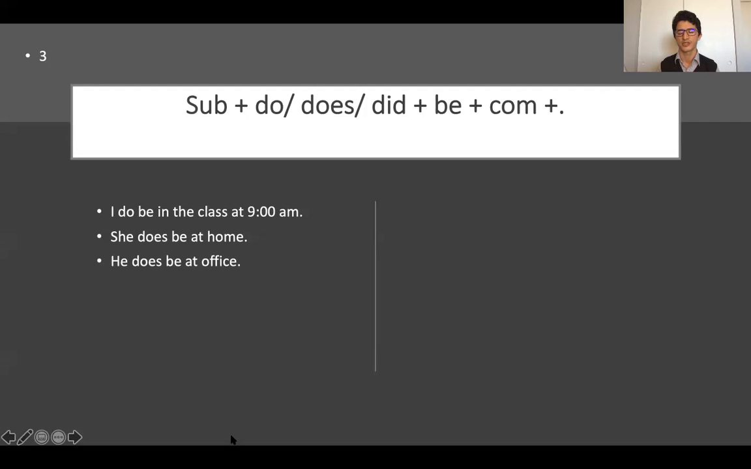The third structure is subject plus do, does, did plus be plus complement. So look at the example. I do be in the class at 9 a.m. She does be at home. So remember, when we remove do, does from these sentences, it still gives us meaning. For example, I say I be in the class at 9 a.m., or you say I am in the class at 9 a.m. Or second example, she is at home. Or the third one, he does be at the office. When we remove does, we say he is at the office.